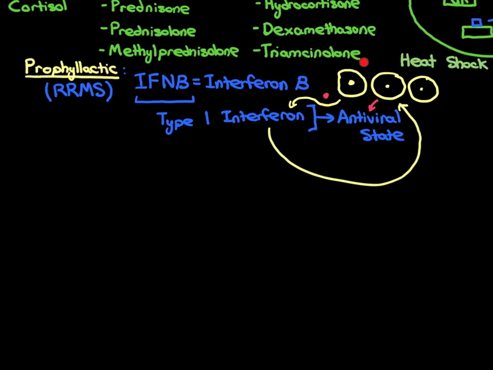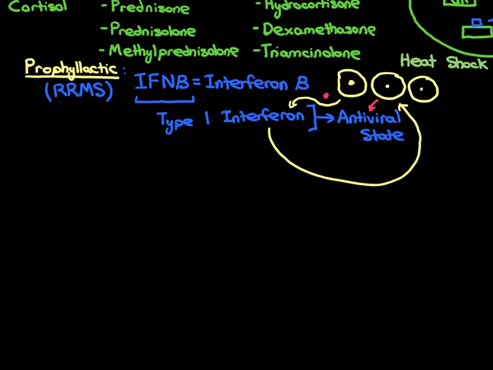Then, if a virus does come along and try to infect this cell, if it's in the antiviral state, the virus cannot use that cell to replicate itself because the protein synthesis machinery is all shut down, so it can't make any of its own proteins. And this is a major defensive mechanism used to prevent viral infections. So, we give this protein, interferon beta, to people with relapsing remitting multiple sclerosis to try and prevent them getting future episodes of white matter lesion formation.